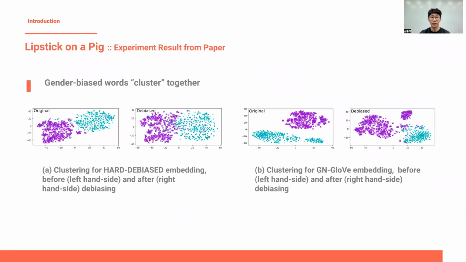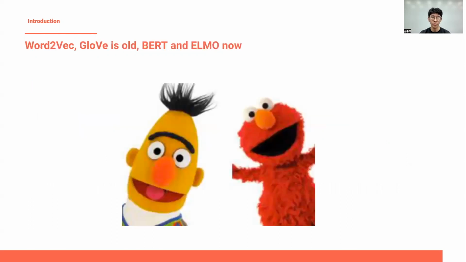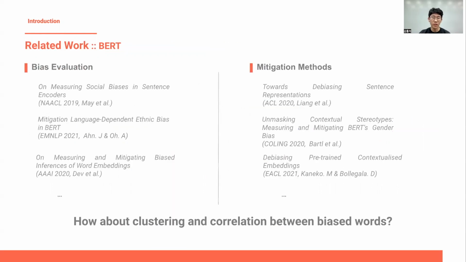The original paper, Lipstick on a Pig, demonstrated and proved it through several experiments. The main purpose of the experiments was visualizing the words and showing they clustered even after applying the debiasing methods. The paper pointed out these methods are superficial, but we don't use word-level embeddings anymore. After the appearance of BERT and ELMo, the language models are now considering contextual factors for understanding corpus. Of course, they do have gender biases, and many approaches to mitigate them were published.